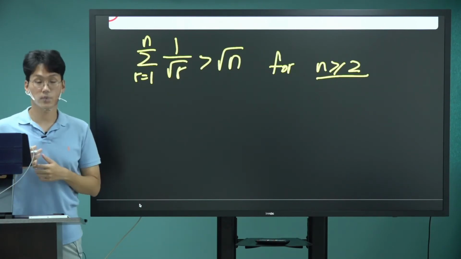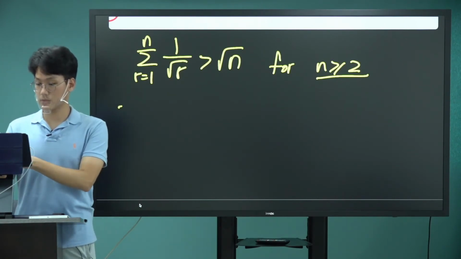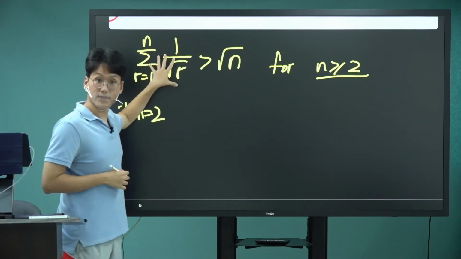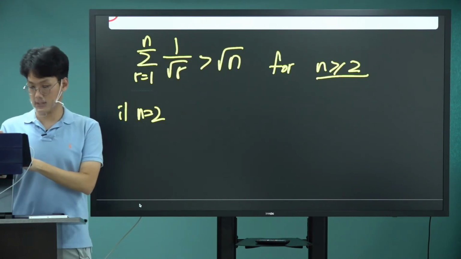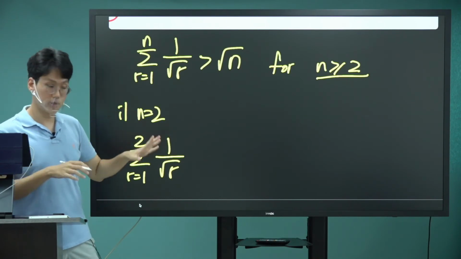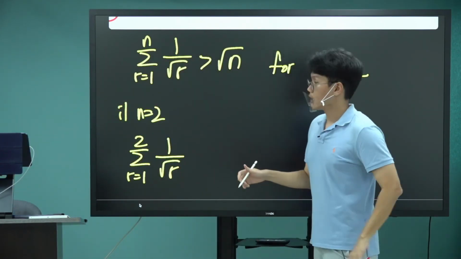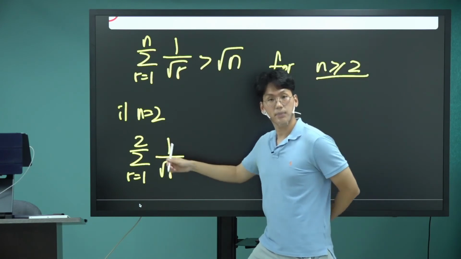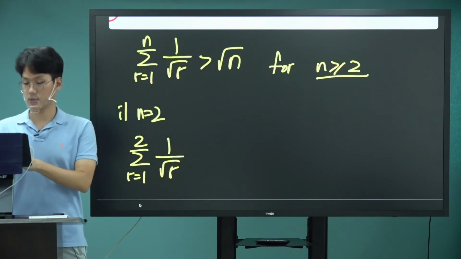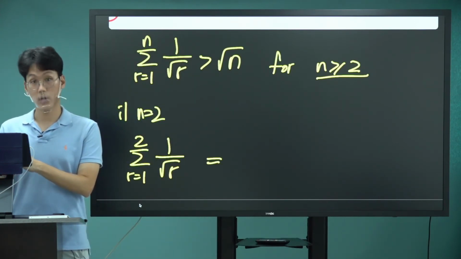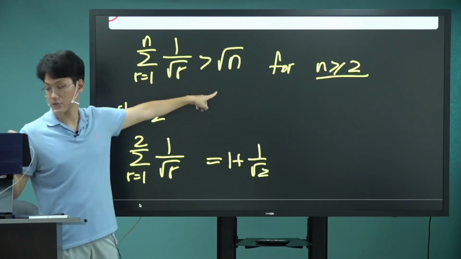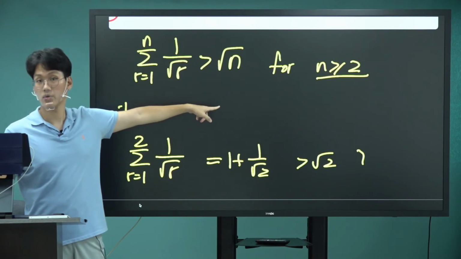Okay, so let's try with the basic step, when n is equal to 2. If I start from the left-hand side, it is a sigma. We learned in great detail about sigma, right? If I'm adding from the first to the second, that means I'm adding the first two terms. So when r is equal to 1, that will be just merely 1, and when r is 2 it is 1 over root 2, right? And I have to show that this is actually bigger than square root of 2.